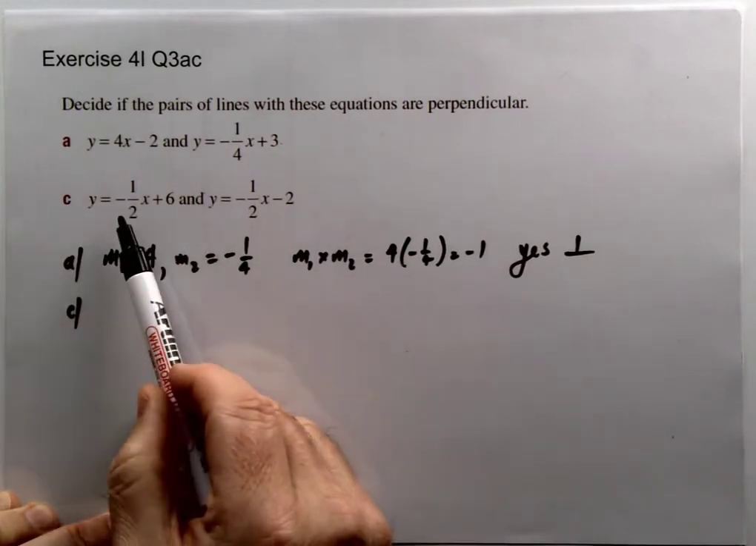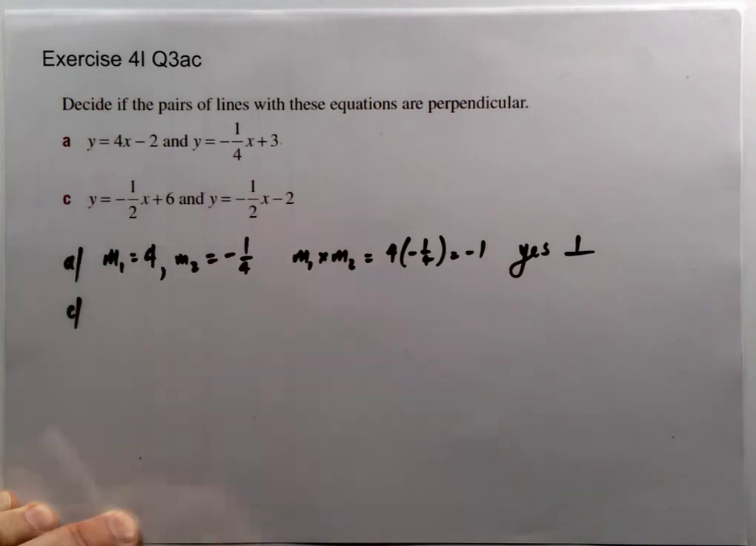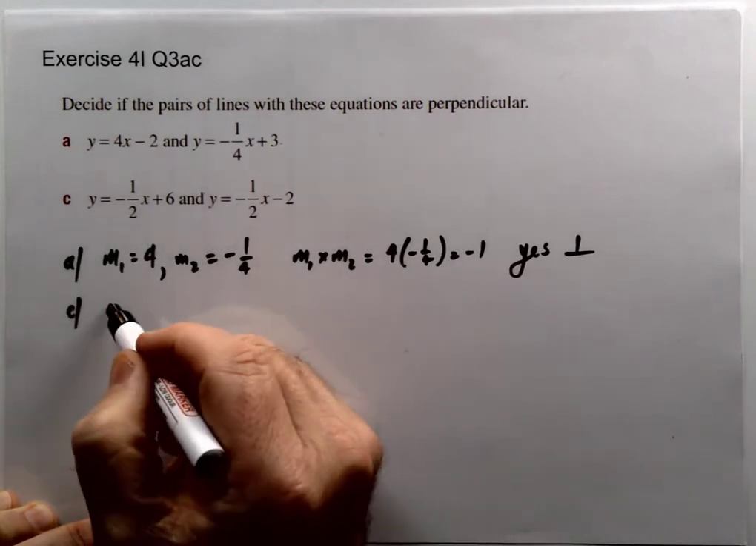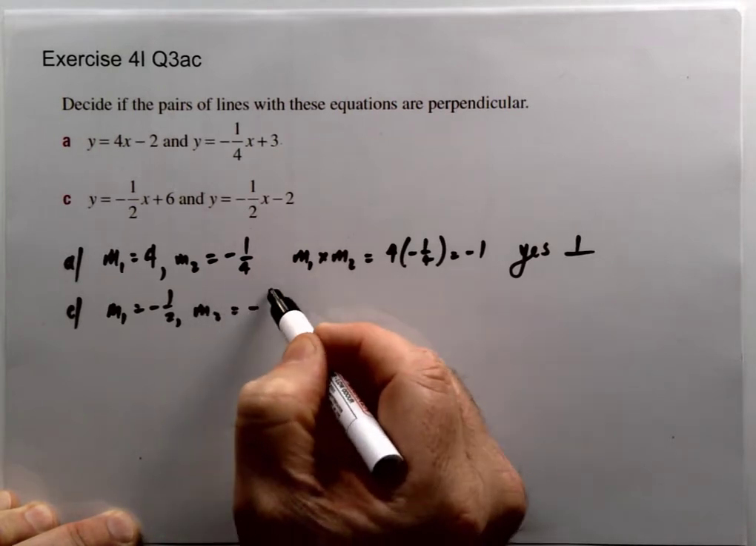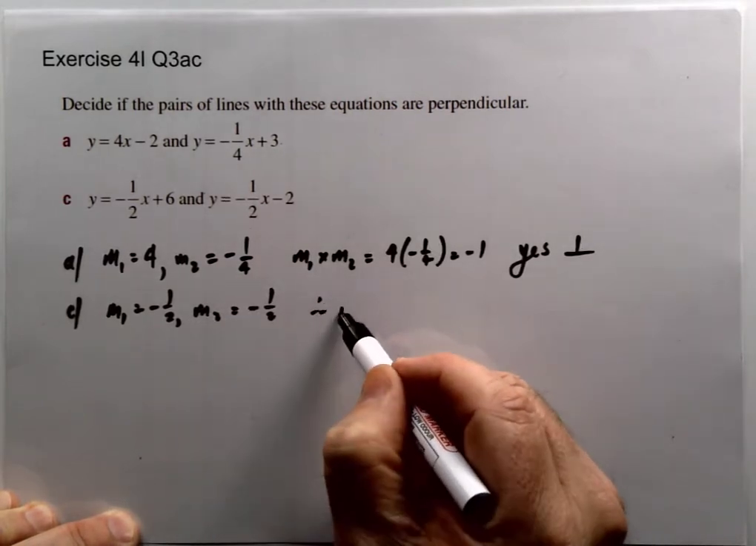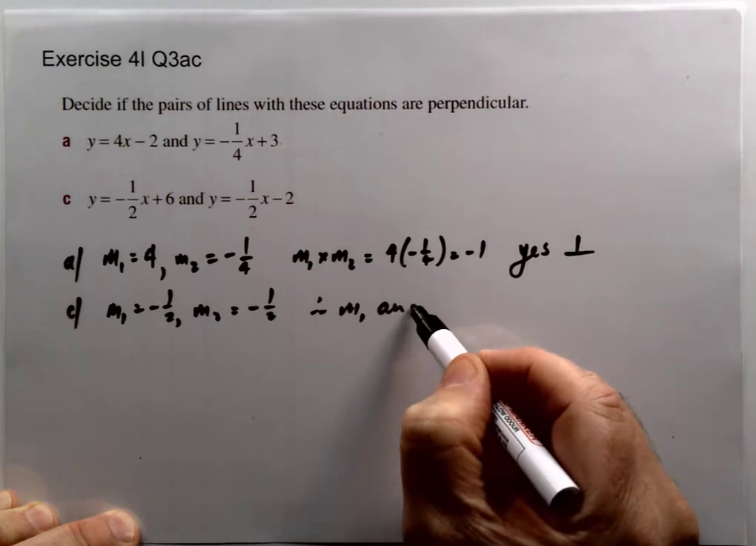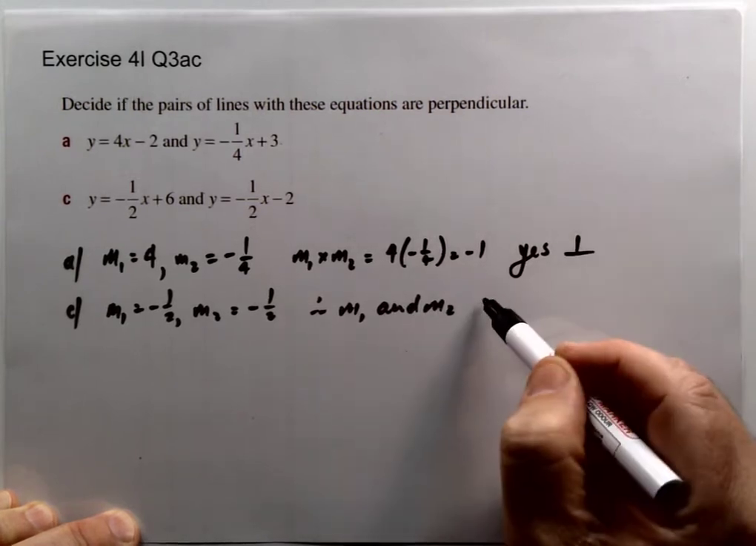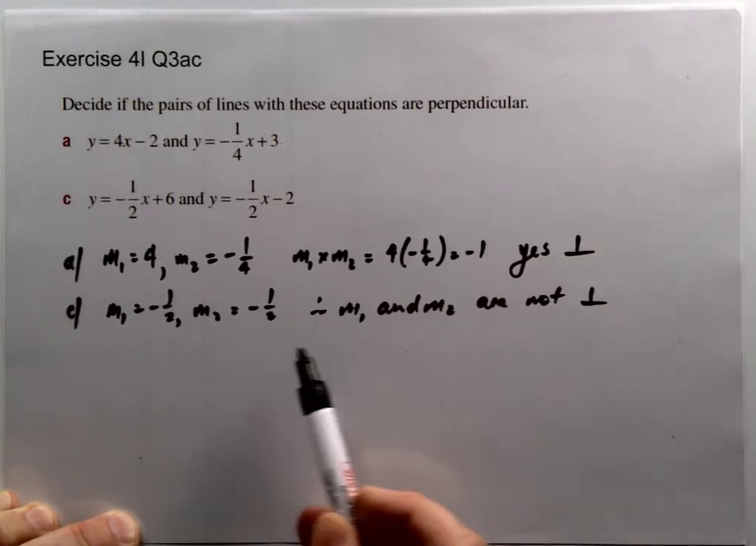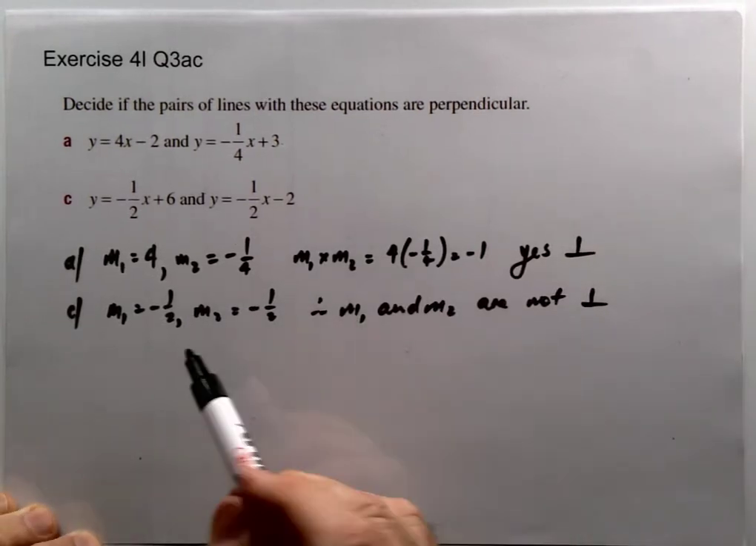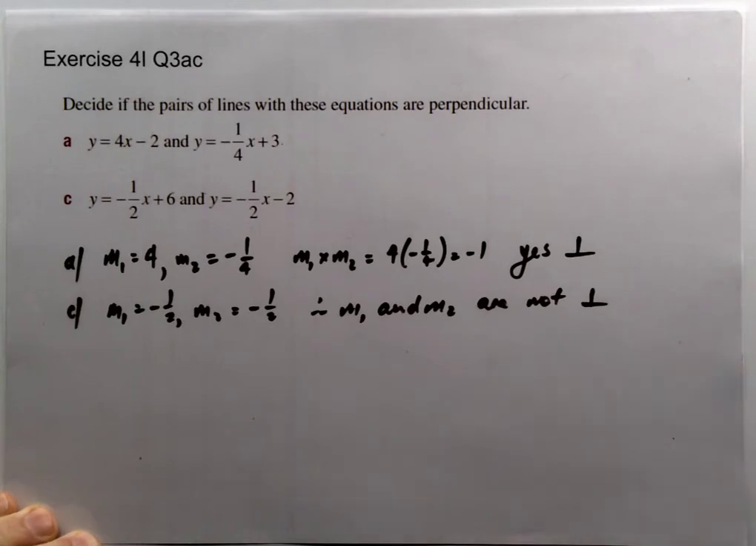Okay, the next one, at a glance we can tell they're not, because you can see they've got the same gradient. So we've got m1 equals minus a half, m2 is also equal to minus a half, therefore m1 and m2 are not perpendicular. The reason for that is that they've got to be parallel. If the gradients are the same, they're parallel, they can't be perpendicular.